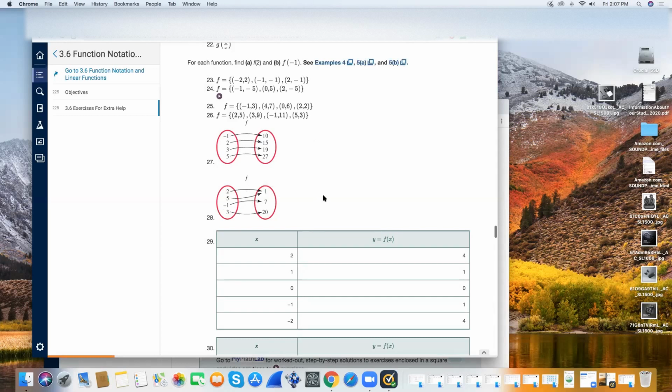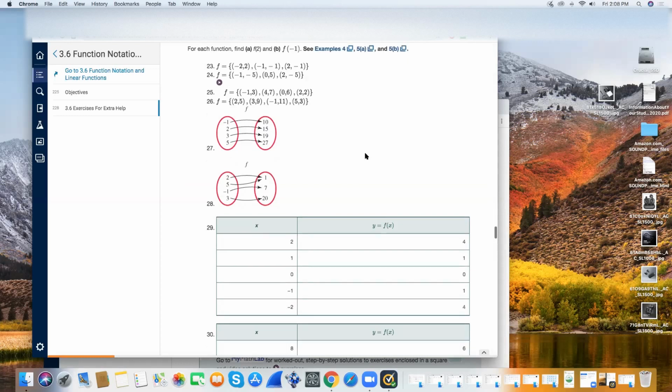So when it says find F of 2 and find F of -1, it would be 11 and 5. Let's do that for 26. What is F of 2? F of 2 is 5. And what's F of -1? F of -1 is 11. Okay, so for this question, you find F of 2. I'll skip 15. You can do that later.